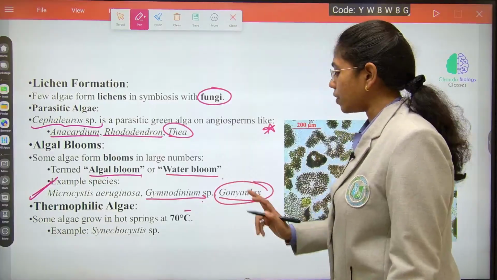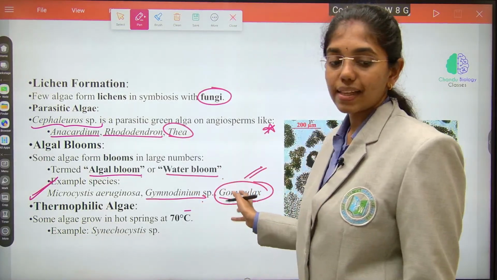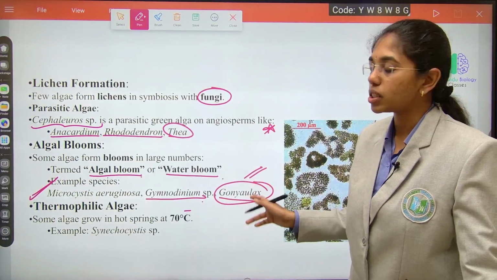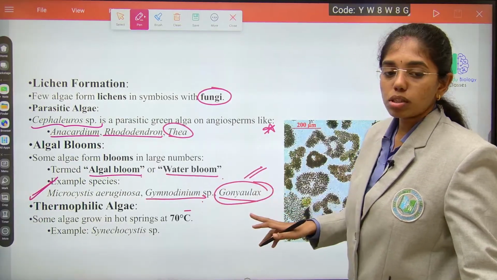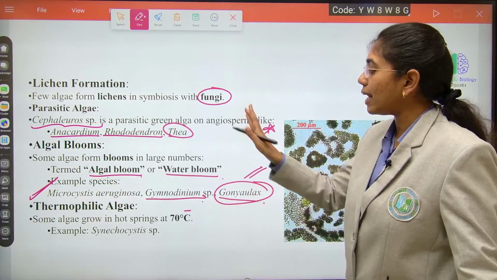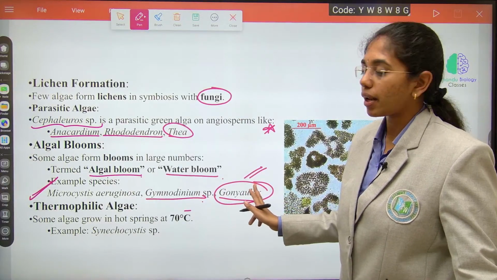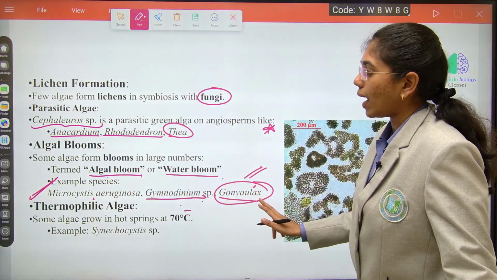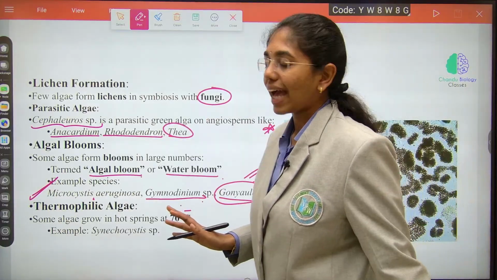Gonyaulax in specific is a dinoflagellate, as it is a unicellular species. The unicellular species are addressed as dinoflagellates, which are single celled protists. But they also perform photosynthesis and have algal like characters, so this is also included under algae. Fine, right? So Microcystis, Gymnodinium and Gonyaulax, these are forming what? Algal blooms.